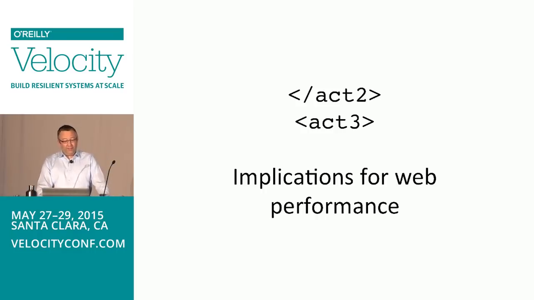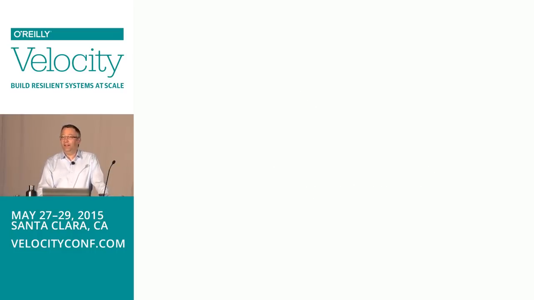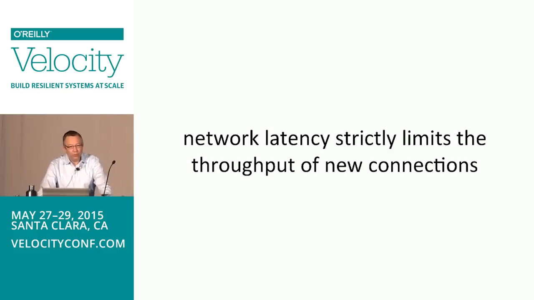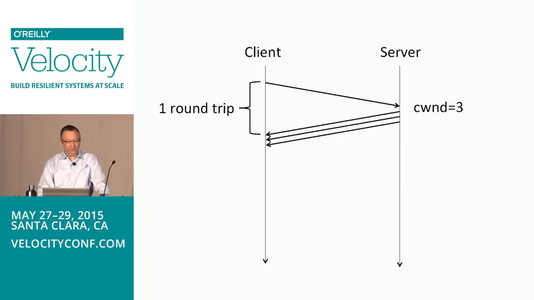So now we've arrived at Act 3. And finally, the culmination of my thesis is at hand. 147 slides and 28 minutes later, TCP slow start means that network latency strictly limits the throughput of fresh connections. After RFC 3390, in the first round trip, you can get only 3 packets. It doesn't matter if you have infinite bandwidth. TCP slow start says you're only getting 3.